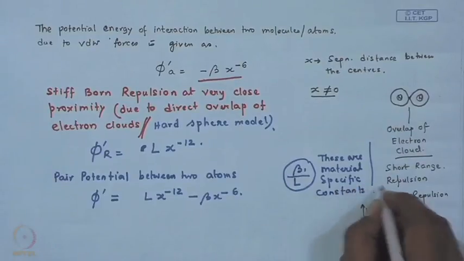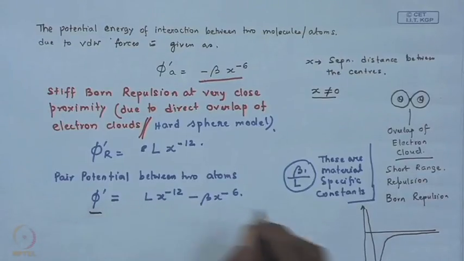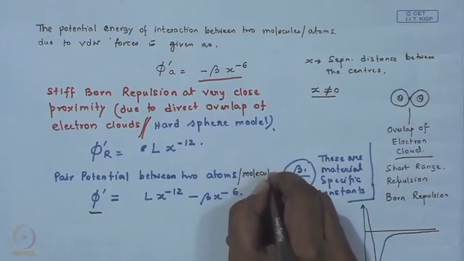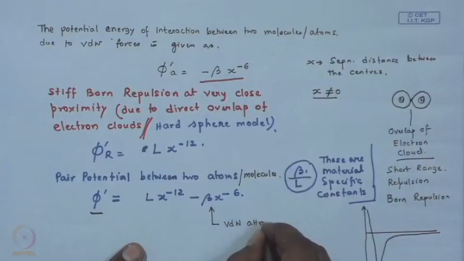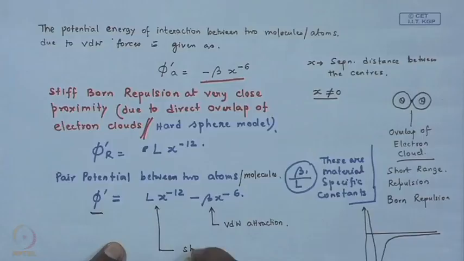However, the generic nature of interaction remains unaltered irrespective of the exact system. Okay. So, that is important. Let me just again repeat. This is the pairwise potential energy of interaction between two atoms or molecules, and this refers to the van der Waals attraction, and this refers to the short range bond repulsion.